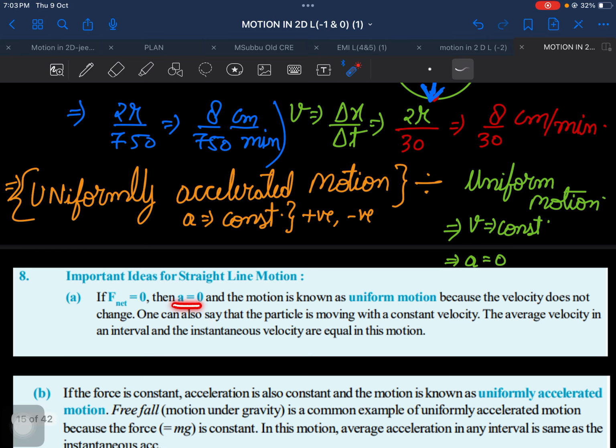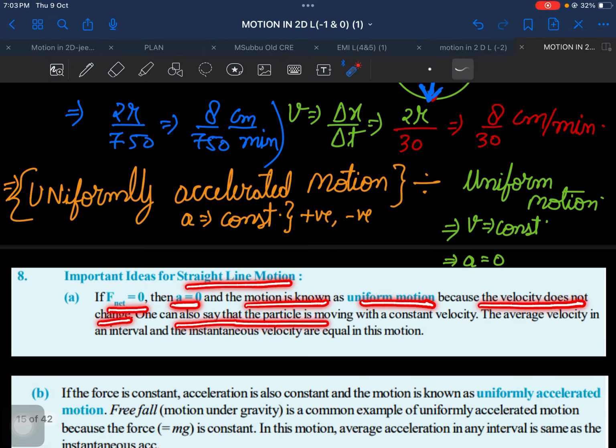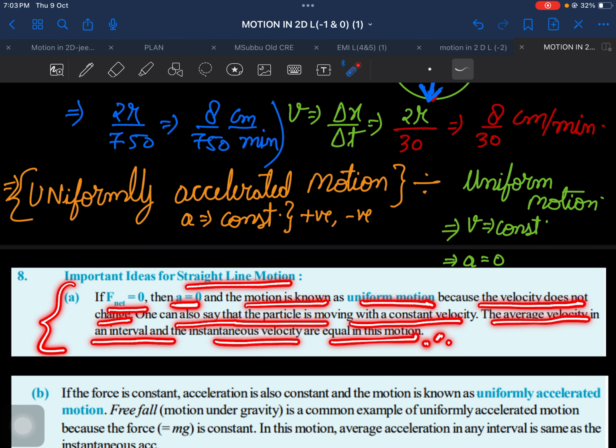So if acceleration is 0, or you can say force is 0 on a particle, on an object, then the acceleration is 0 in a straight line motion, and the motion is known as uniform motion because the velocity does not change. One can also say that the particle is moving with a constant velocity. The average velocity in an interval and the instantaneous velocity are equal in this motion. Average velocity and instantaneous velocity will always be equal in this case, right? Because there is no acceleration.